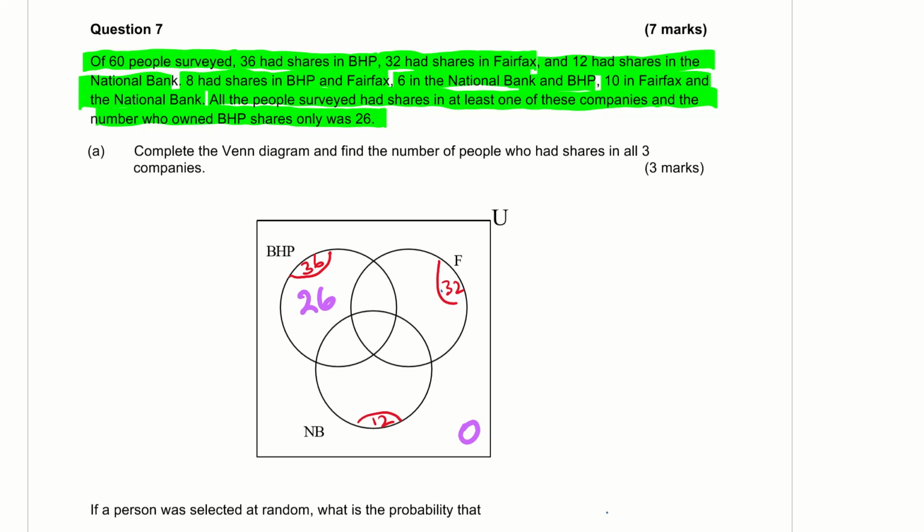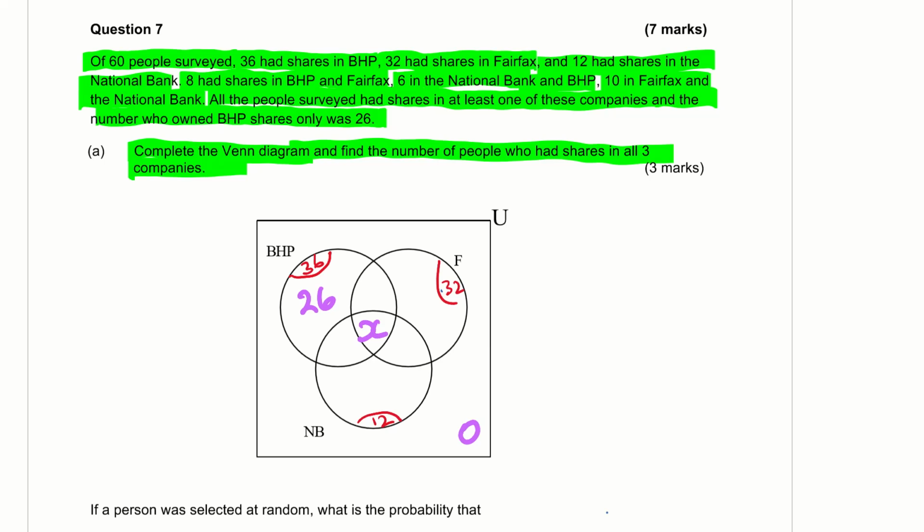So the first thing we're asked to do is complete the Venn diagram and find the number of people who had shares in all three companies. Well, that's the most important thing. Let's call this X in the middle here, because we always want to fill these Venn diagrams from the inside out.